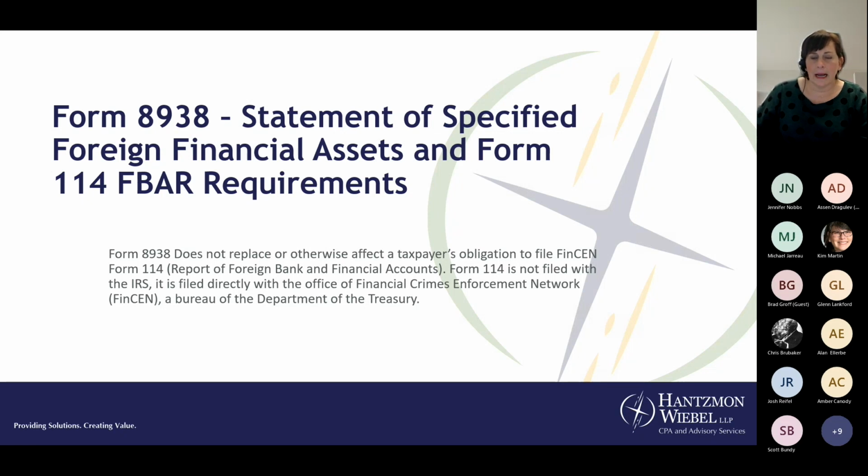So Form 8938 is filed with the IRS, while Form 114 is filed directly with the Office of Financial Crimes Enforcement Network, which is a bureau of the Department of Treasury.